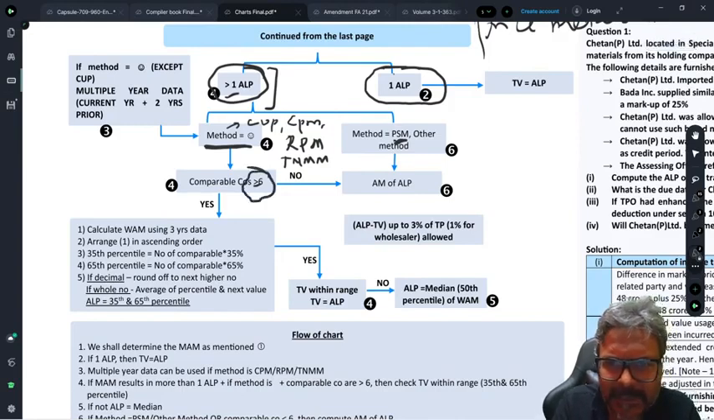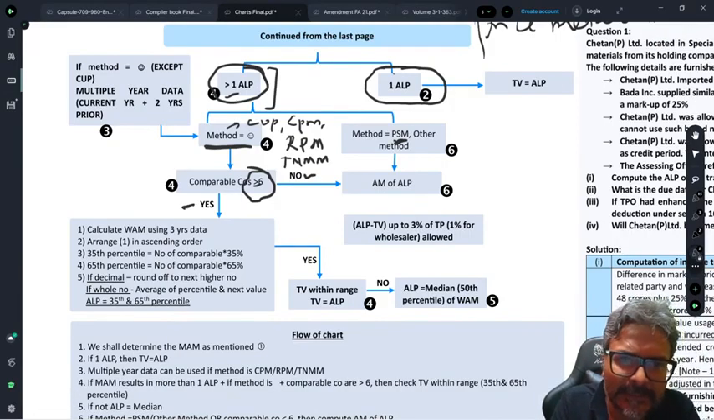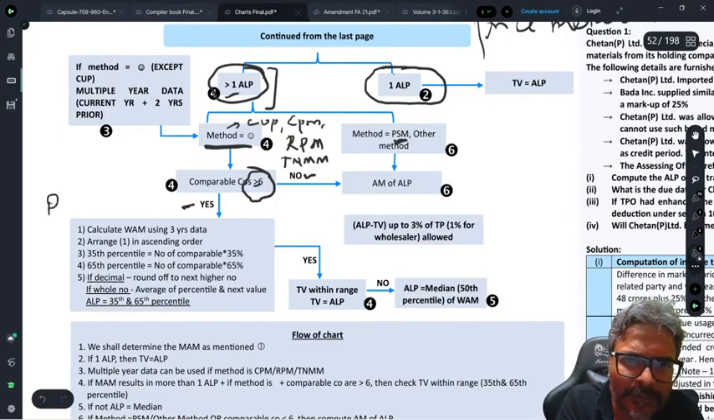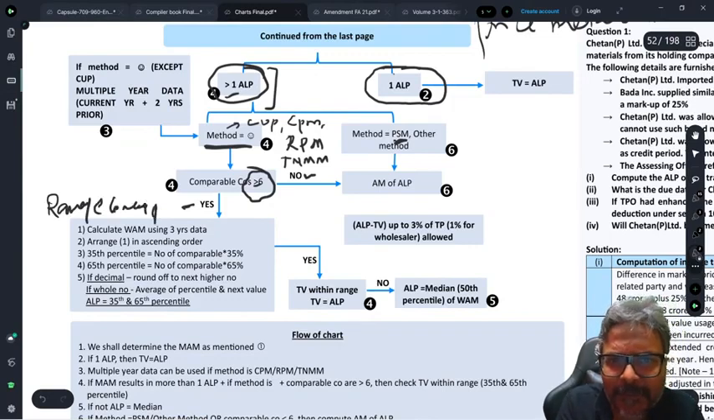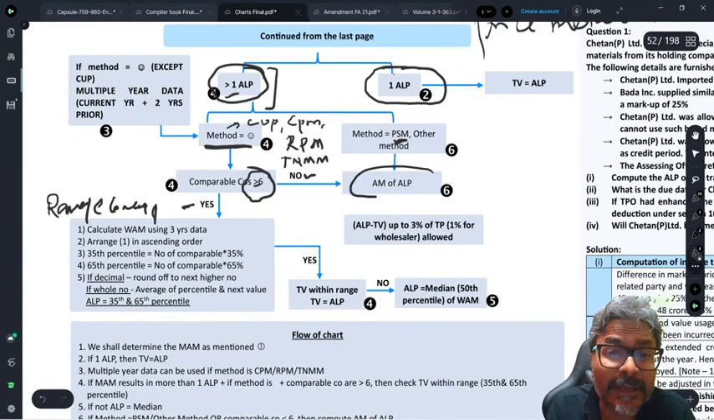If the comparable size, students, is 6 or more than 6, then the answer, as I told you, can be yes or the answer can be no. If the answer is yes, the comparable size is 6 or more than 6, then we all know we go with the range concept. And if the comparable size is less than 6, then what do we do? We do the arithmetic mean.